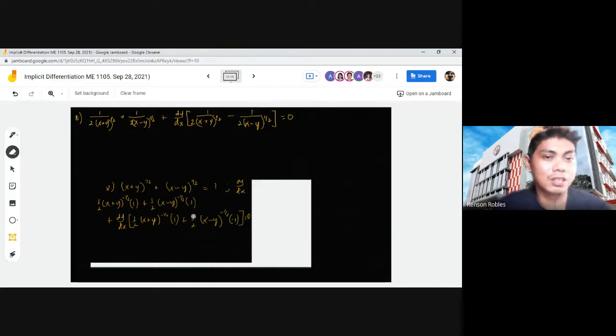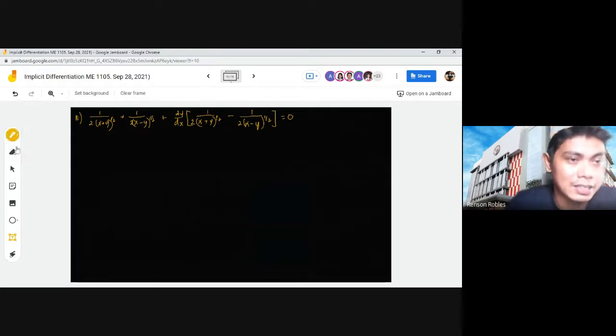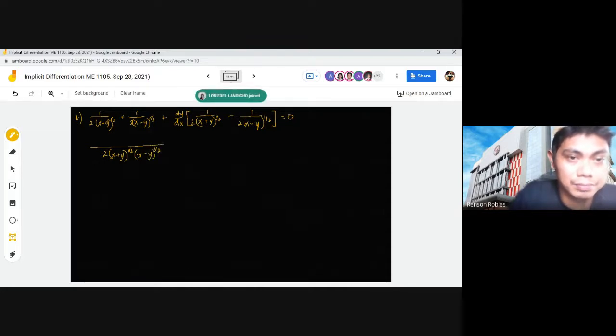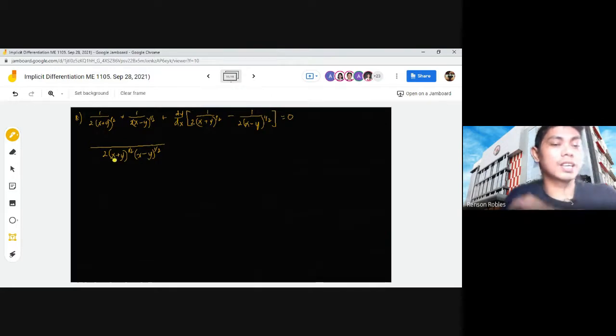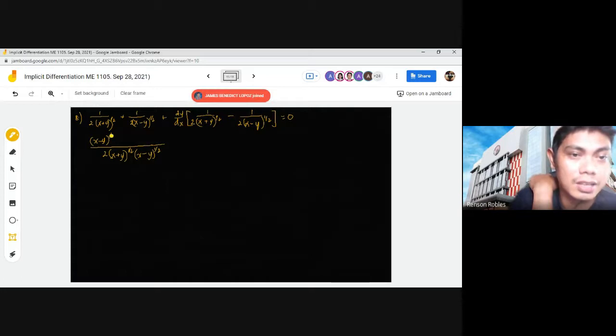And then the only thing we need to do is to write it as one fraction, para magkaroon tayo ng, may makakancel tayo later on. So you write this, you get the LCD here. You have 2 times x plus y raised to 1/2 and x minus y raised to 1/2. And then 2 times x plus y raised to 1/2 times x minus y raised to 1/2 divided by 2 times x plus y raised to 1/2. So magiging x minus y na. X minus y raised to 1/2.